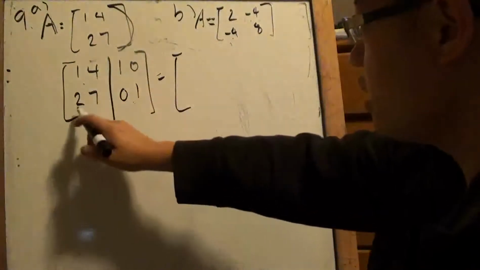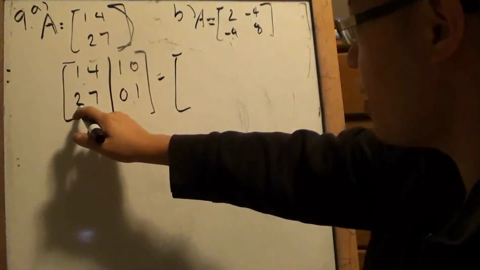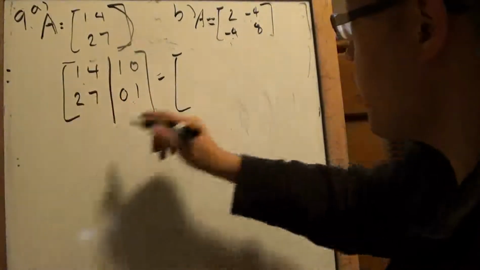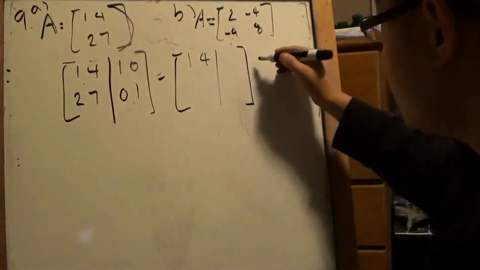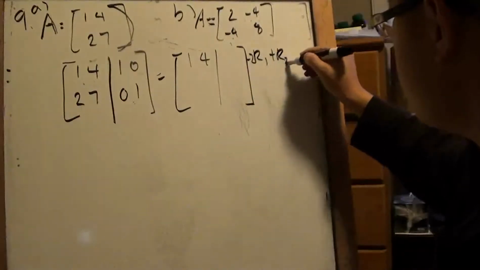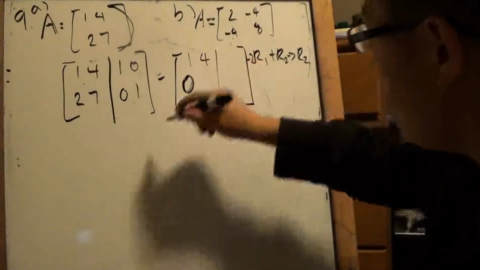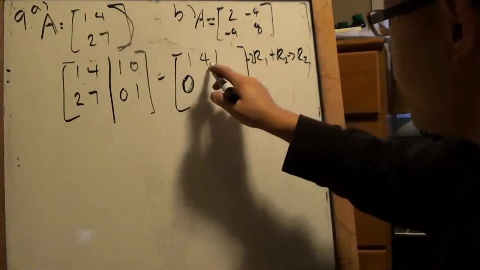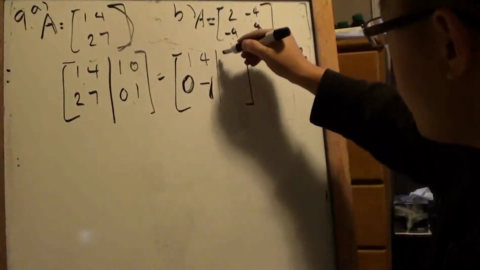1, 4, 2, 7. Again, I like this to be a leading coefficient. So what I'm going to do is multiply the first row by -2 and add it to get rid of the 2. It's going to be -2 R1 plus R2 gives me the new R2. So this is going to be 0, and this one is going to be 7 minus 8, which is -1.